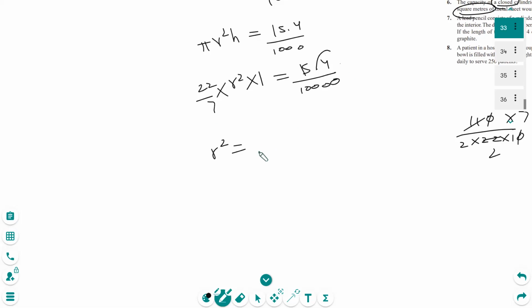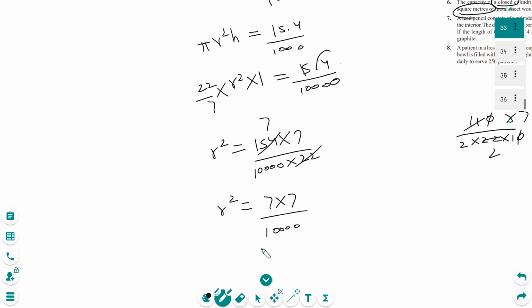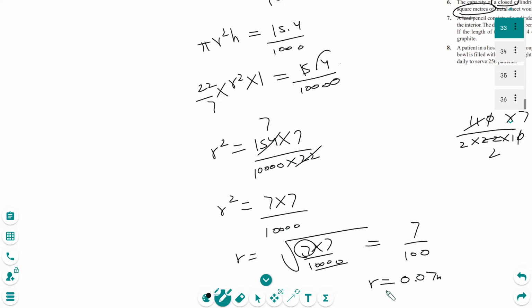So I will cross multiply with 7 and 22 will go down. If I'm not wrong, 22 times 7 gives me 154, isn't it? So it's 7 times 7 over 10,000. Now you can take the square root. You will observe one thing, that they are perfect squares. 7 will come out, 10,000 will come out with 100, and R is 0.07 meter, right?